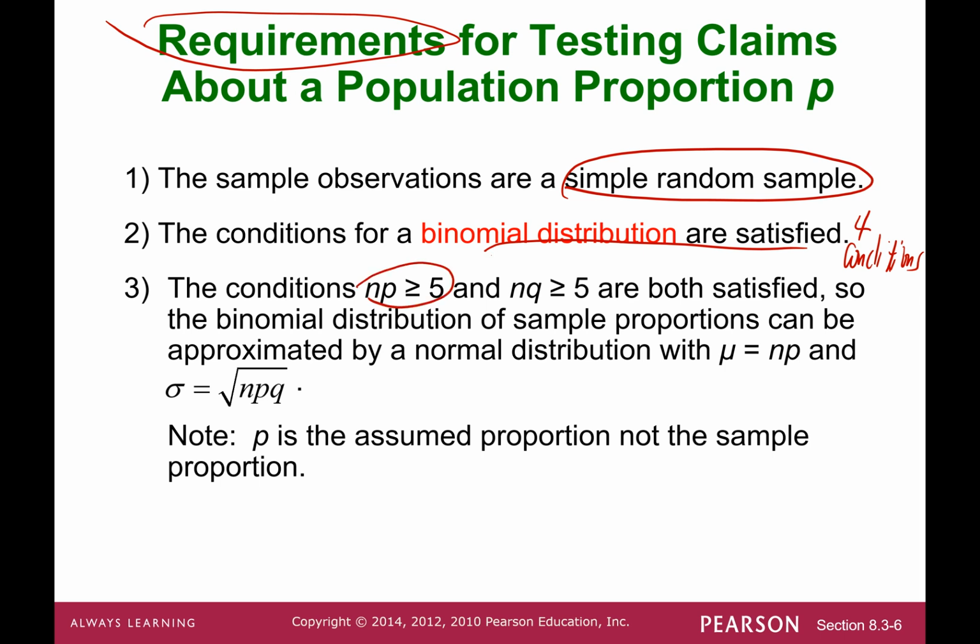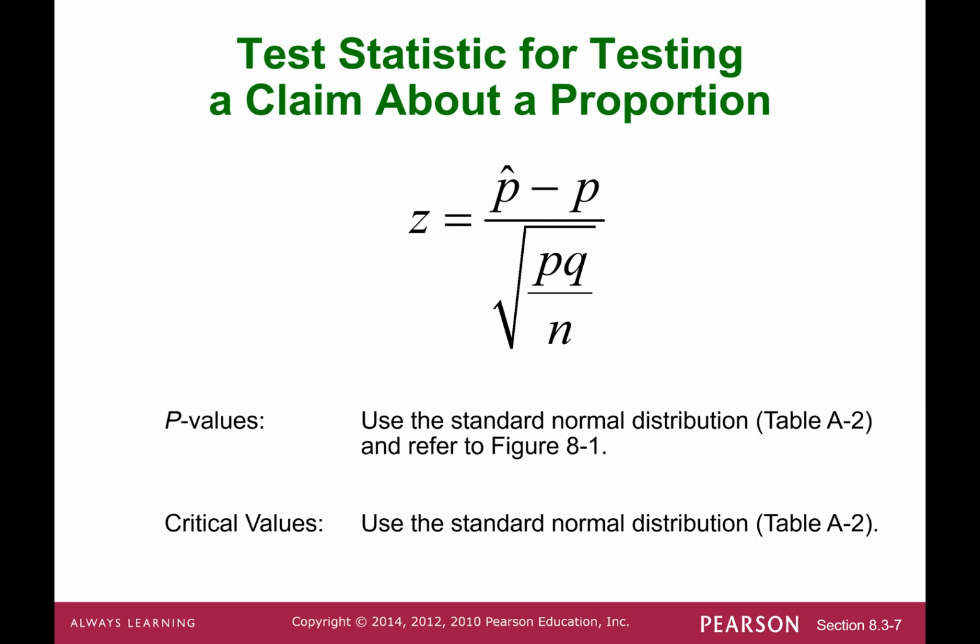NP greater than or equal to 5, NQ greater than or equal to 5. NP is the number of successes, NQ is the number of failures. If both are satisfied, the binomial distribution and sample proportion can be approximated by a normal distribution, with mu equal to NP and sigma equal to the radical of NPQ. This is the assumed proportion, not a sample proportion.